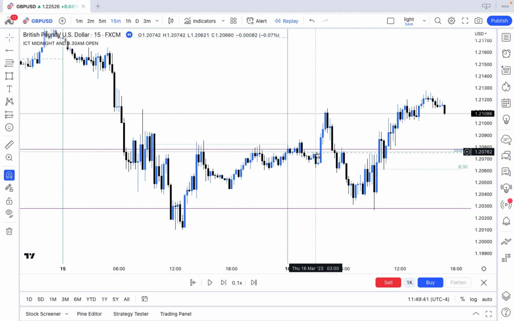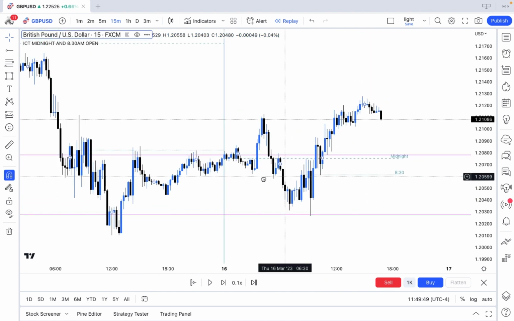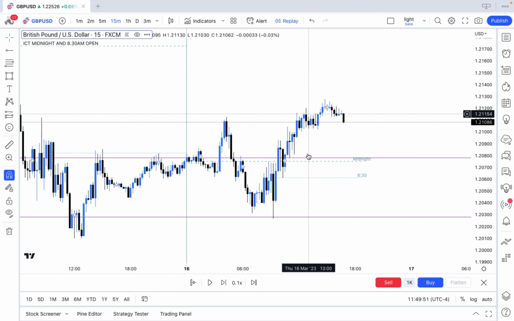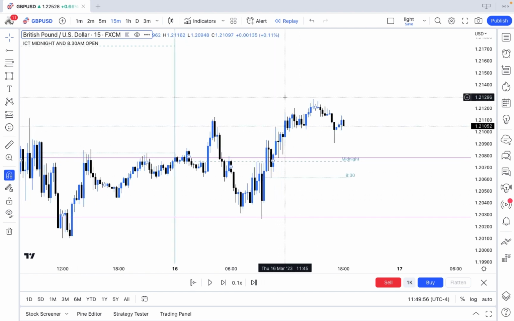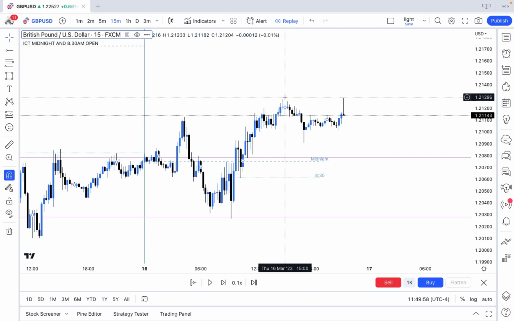On Thursday, we had price come up, make a Judas swing, just like came down, took the sell side below these lows, still inside the volume imbalance, and then we had a rally. So price being bullish on Thursday, that's something I like to see. Now let's go to Friday's price action.